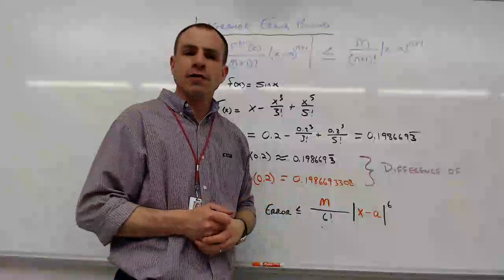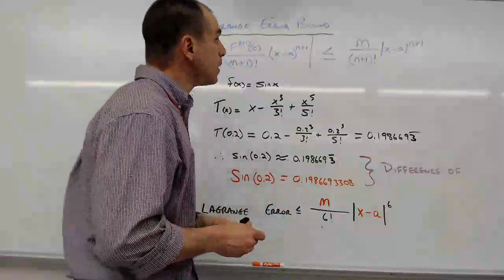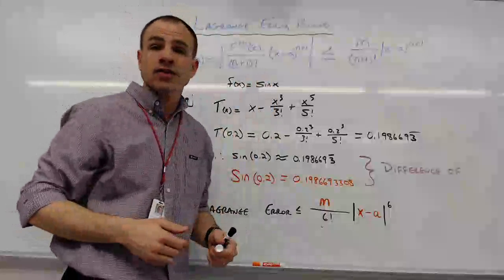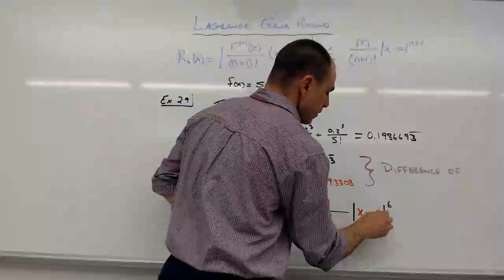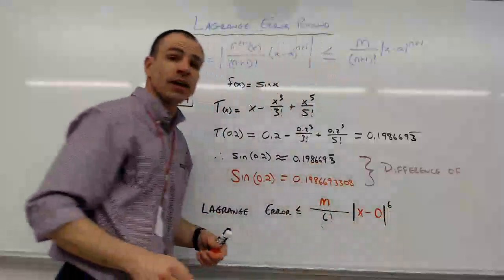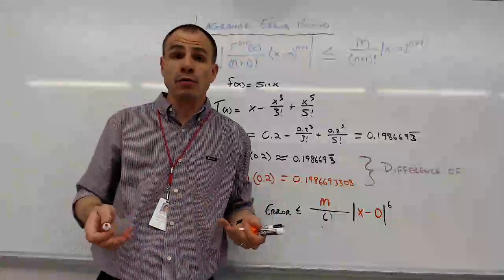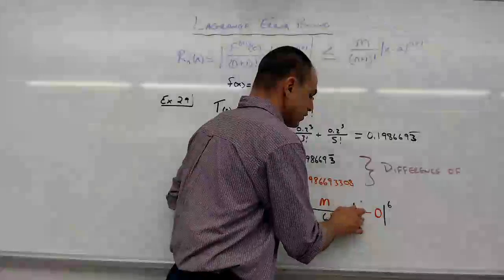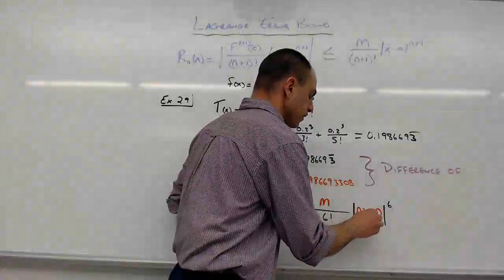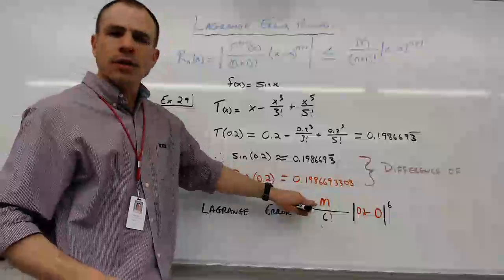We have to fill in the other stuff. Right. Now, the series for sine is centered at 0, so we can replace a with 0. And the value of x is the value that we are approximating at, which is at 0.2. So we can put 0.2 in right there. Okay. Now we need this m.